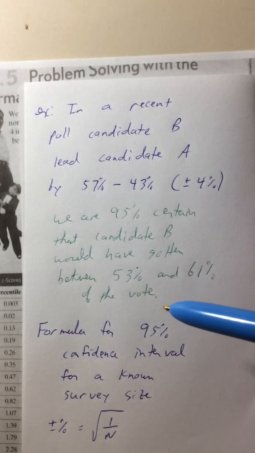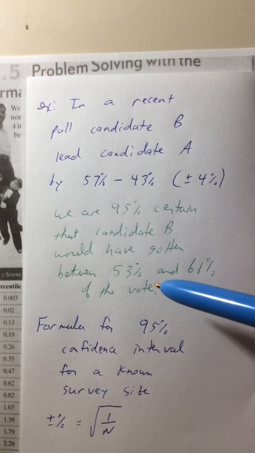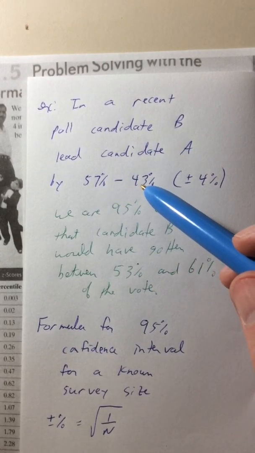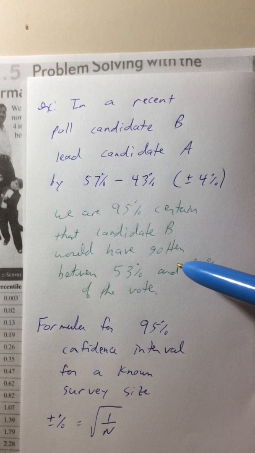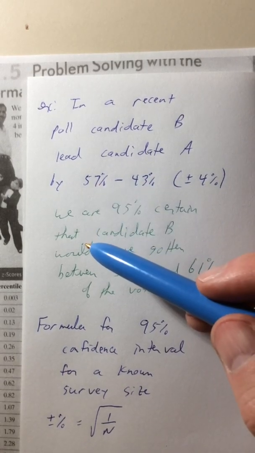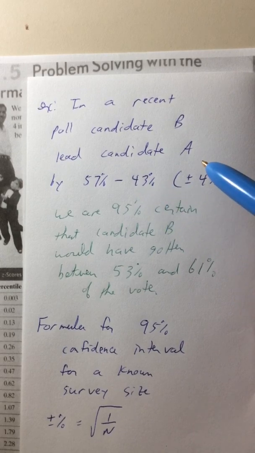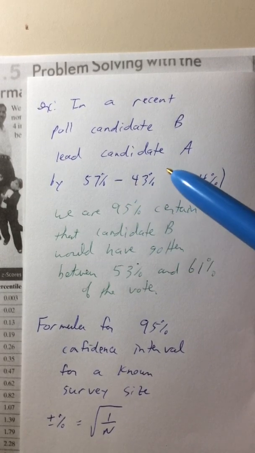So that's pretty good. We are 95% certain that candidate B would have gotten between 53% and 61% of the vote. Candidate B can feel pretty confident about where they're at. Let's say that this was 51 to 49 plus or minus 4. Well, 51 minus 4 is 47, 49 plus 4 is 53. So actually it would have been the other way around.